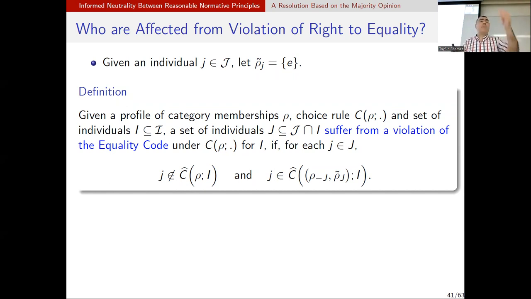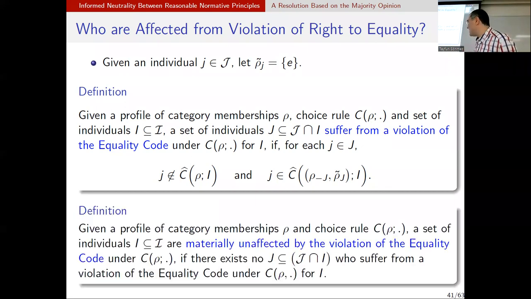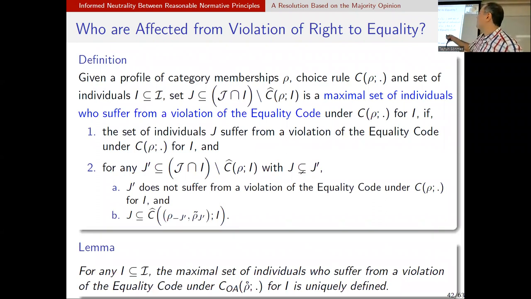But then maybe Fujito and I are both in the same position. I'm compromised, he's compromised, except he has a higher score. So if both of us were looked at, only Fujito would be compromised, right? They are both wronged. I would be wronged if Fujito wasn't also wronged, but only one person is wronged, really. So this definition would deem me also suffering from this violation, even though I'm not really suffering. As a result, I define the maximum set of individuals who suffer from violation of equality code, taking that into consideration.